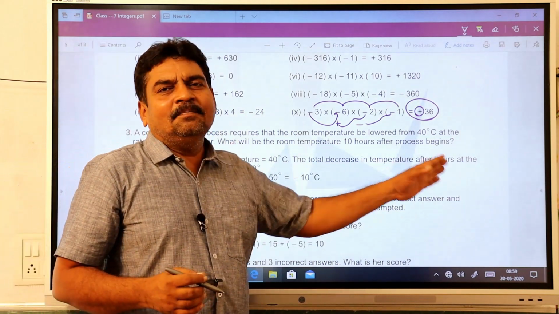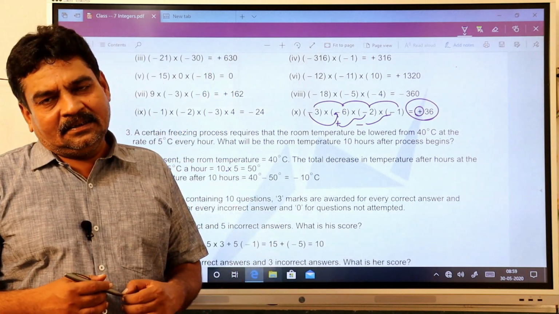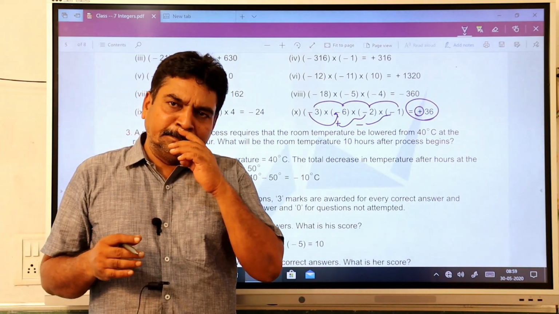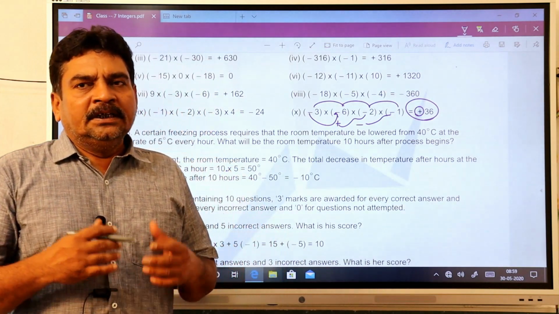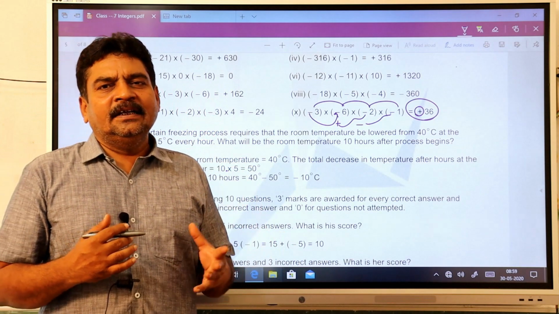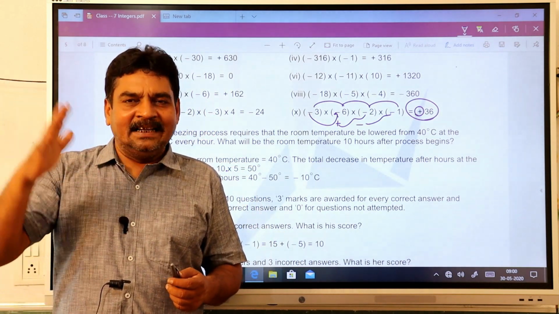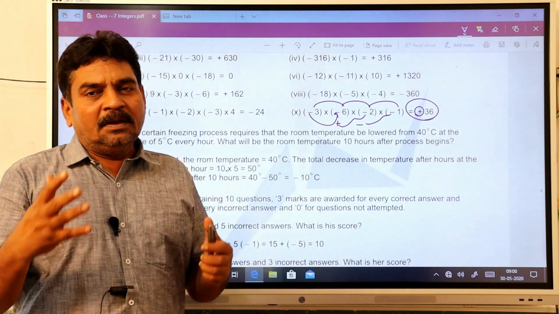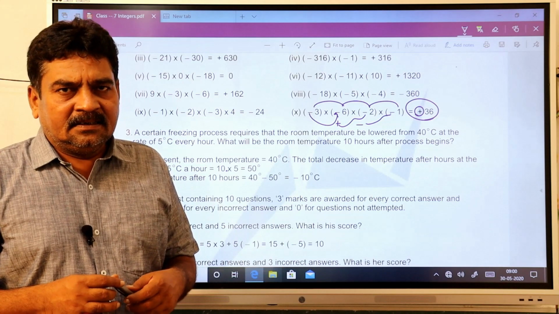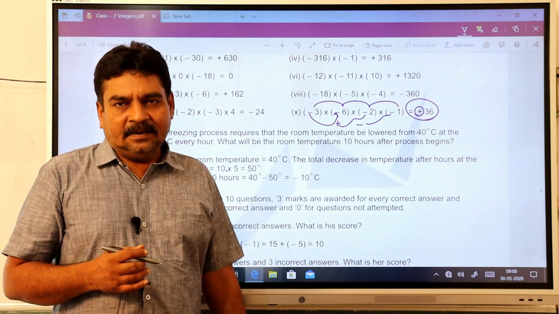What will be the temperature 10 hours after the process begins? So after 10 hours, what is the room temperature? Initially the room temperature is 40 degrees centigrade. Every hour it should decrease by 5 degrees centigrade. So how many degrees is the room temperature when you count it for 10 hours?